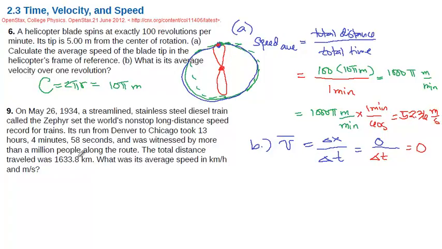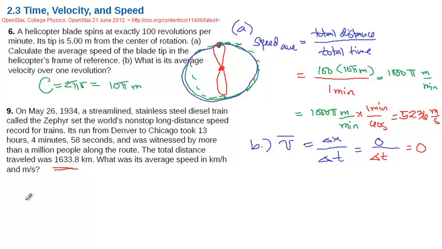Now, how about problem 9? Well, in problem 9, on May 26, 1934, a streamlined stainless steel diesel train called the Zephyr set the world's nonstop long-distance speed record for trains. The run from Denver to Chicago took 13 hours, 4 minutes, and 58 seconds. And of course, it's able to travel this distance.